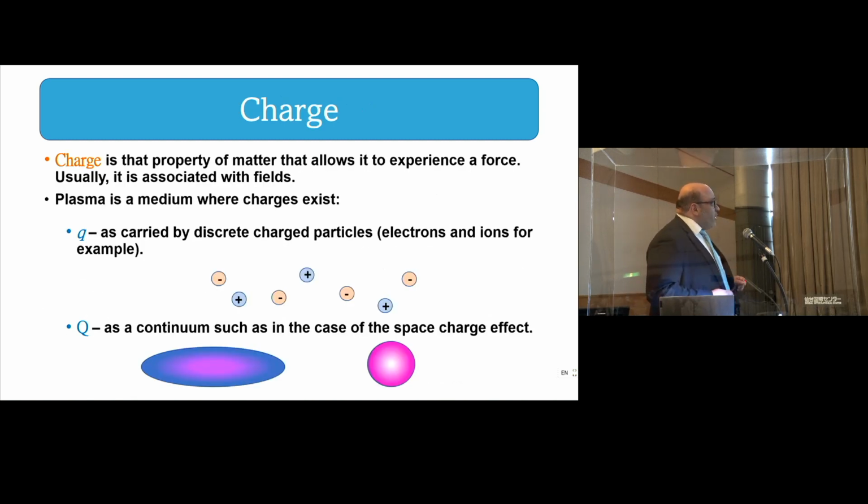So, charge. For the last 250 years, we've been told that charge is that property of matter that allows it to experience a force. Usually this is associated with any kind of field. But plasma is the only type of matter where you can observe the two faces or facets of a charge, either carried on particles, as we can see them in traces, or as a continuum, such as in the space charge effect around the cathode in a thermionic discharge, for example. These two are very important. So in plasma, you can see the two.